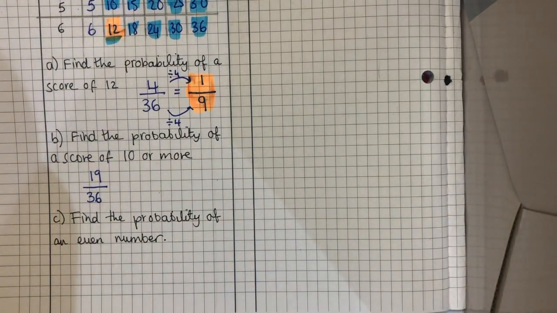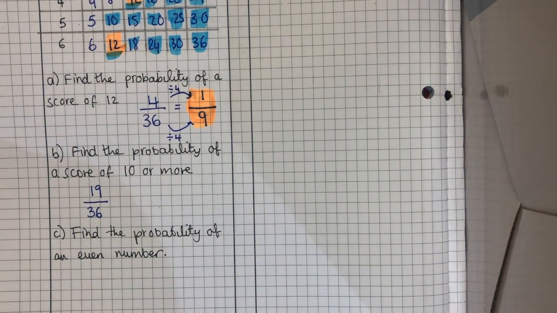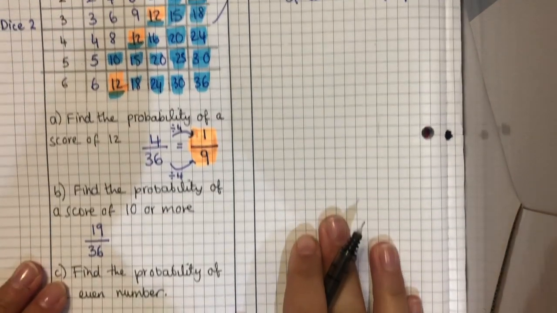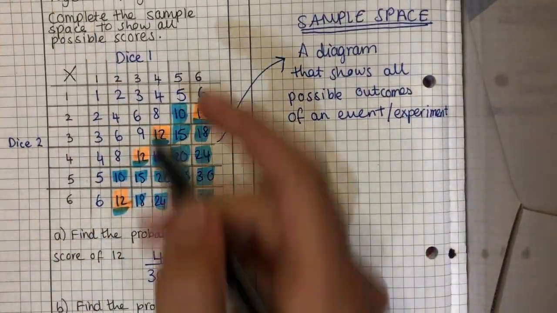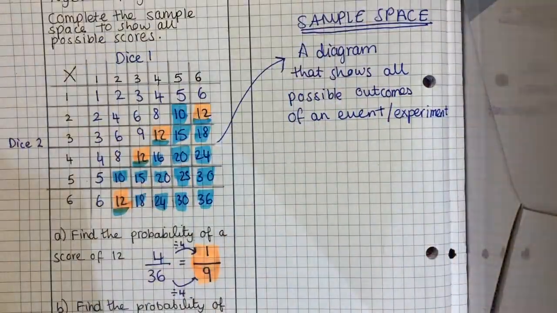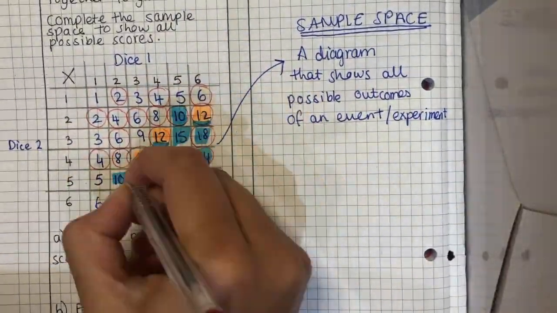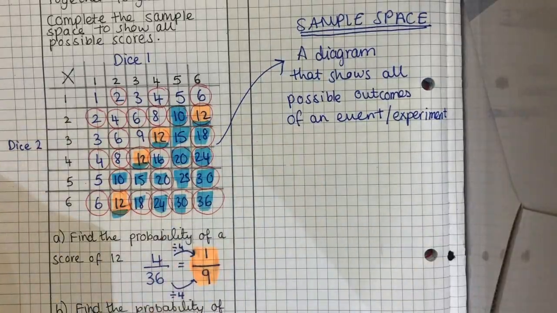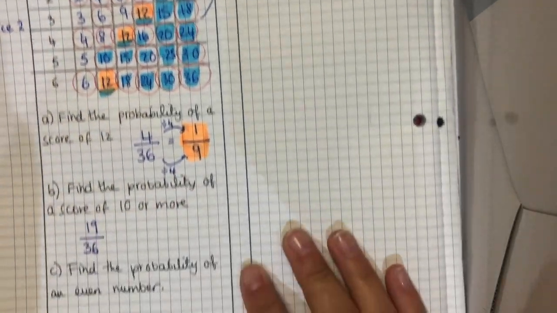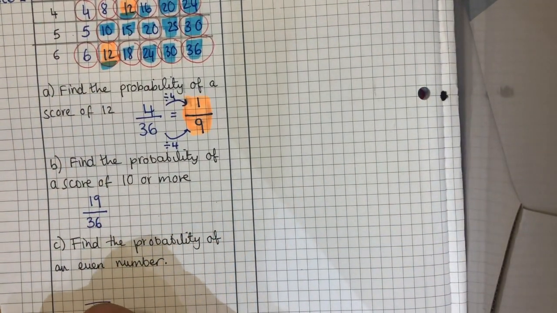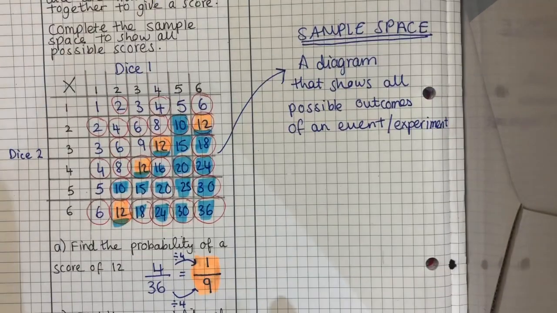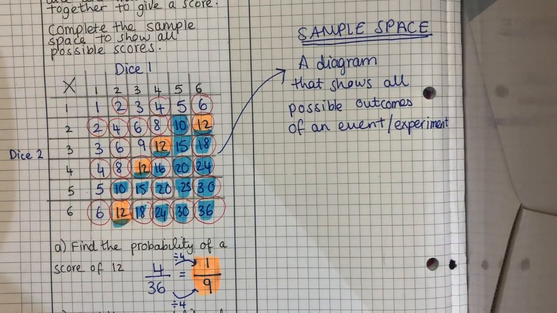Final question. Find the probability of an even number. Okay, now you can pick a different colour highlighter, or you can just simply circle the numbers. I'm going to circle all the even numbers. The denominator is going to be 36, and you just need to count your even numbers.